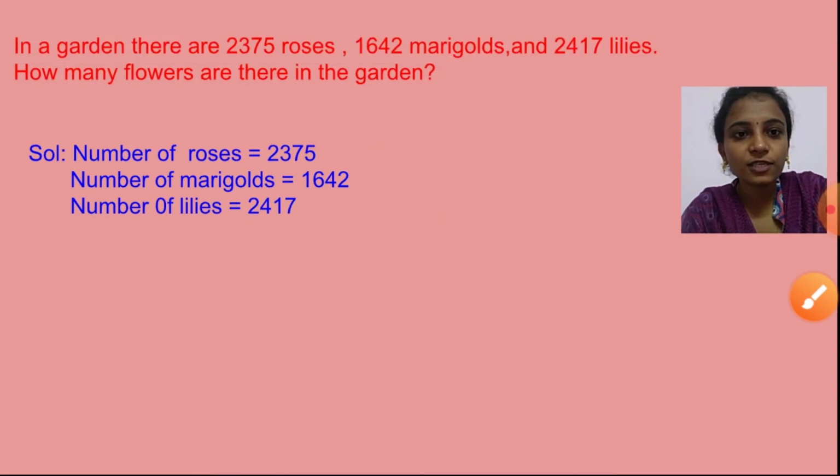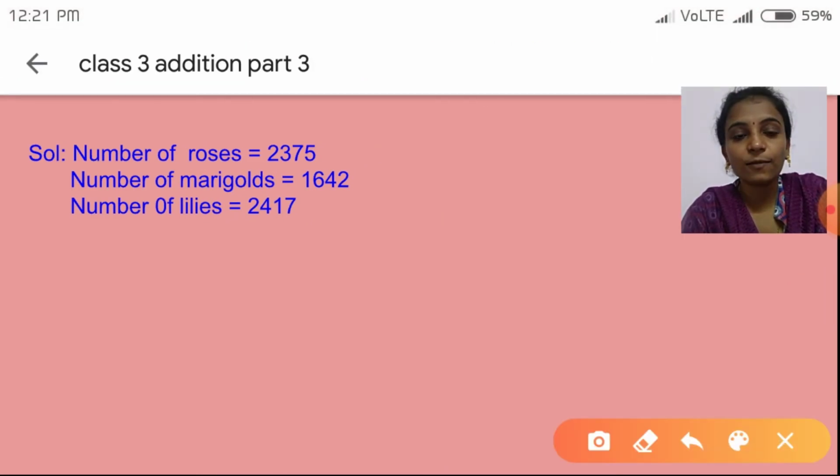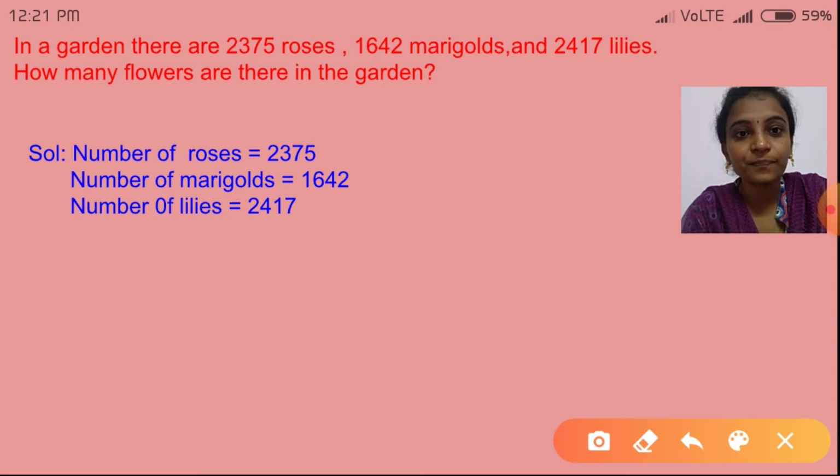See, number of roses you can write in a garden also. Number of roses in a garden. Number of marigolds in a garden. Number of lilies in a garden. So to make you understand, I wrote only the shortcut: number of roses, number of marigolds, number of lilies. Okay. So we have to write the total number of flowers in a garden.